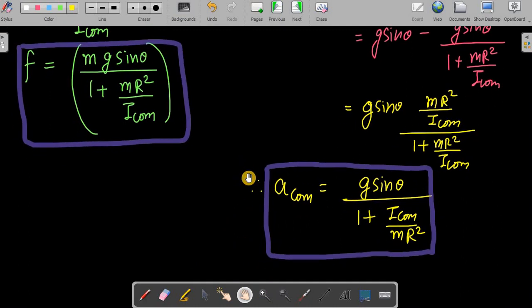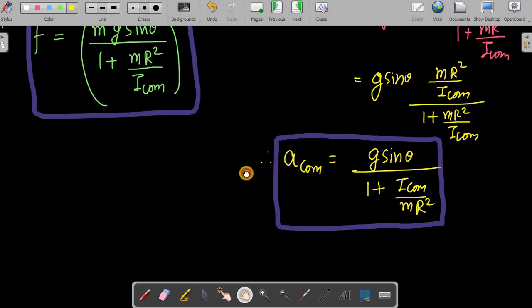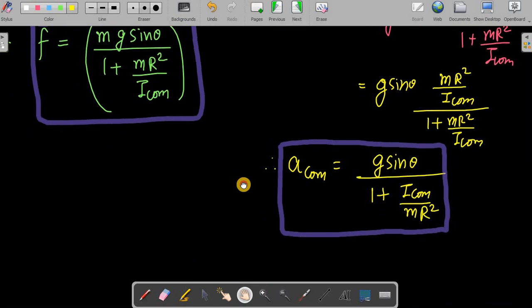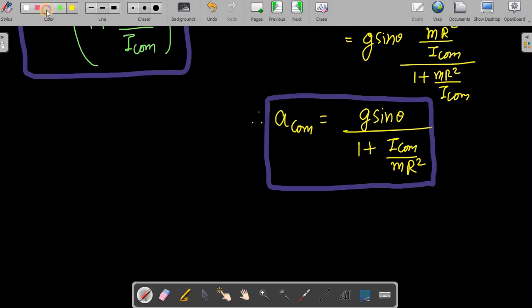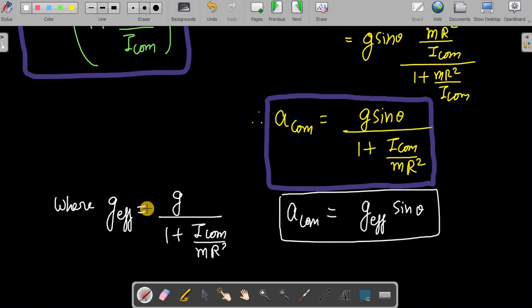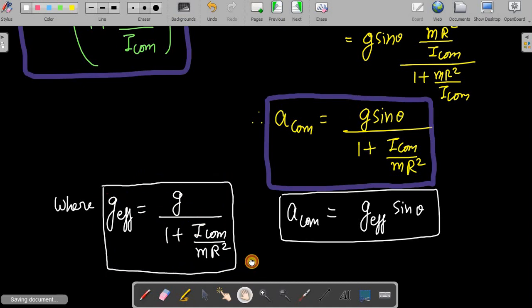Okay, so here now I'll tell how to write this or how to remember this. What you can do is remember acceleration of center of mass in terms of g effective. Here you can define a term g effective, and acceleration of center of mass is g effective sine theta, where g effective can be written as g divided by 1 plus I center of mass by m r square. Okay, so this is g effective, and you can just substitute here and calculate.